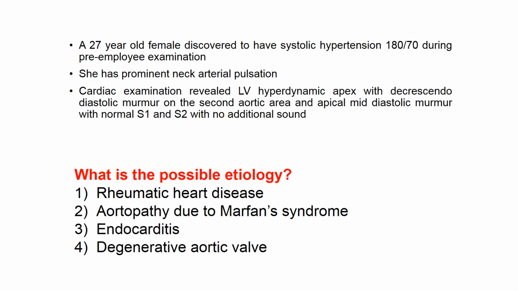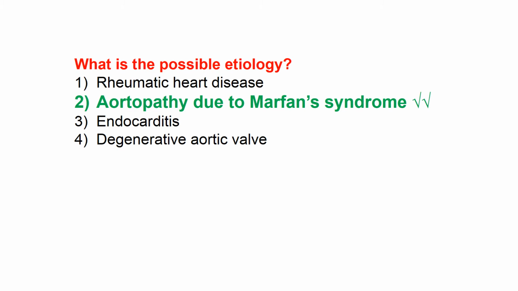So, what is the possible etiology in that scenario? Is it rheumatic heart disease? Is it aortopathy due to Marfan syndrome, or endocarditis, or degenerative aortic valve? The correct answer is aortopathy due to Marfan syndrome.